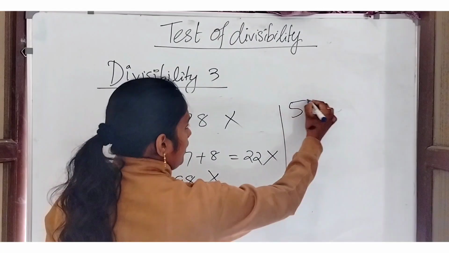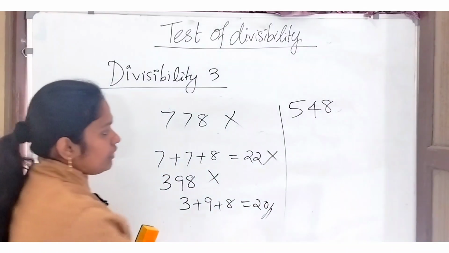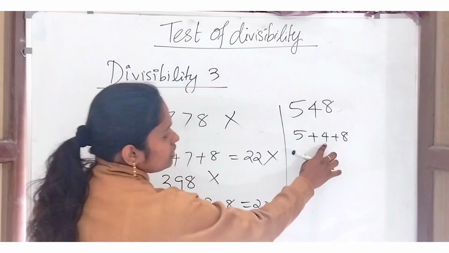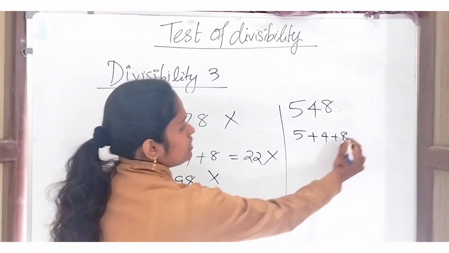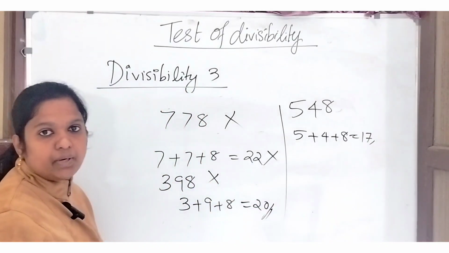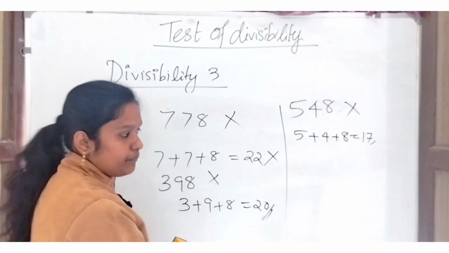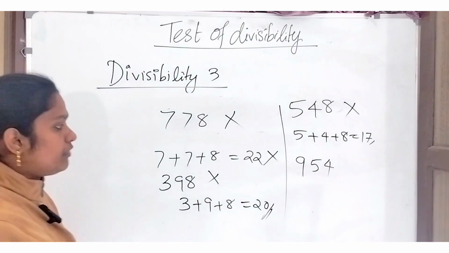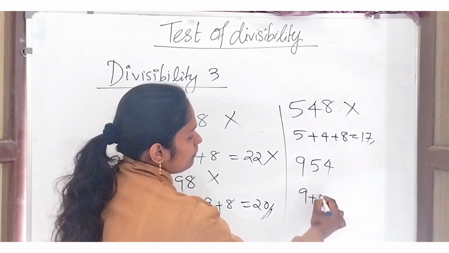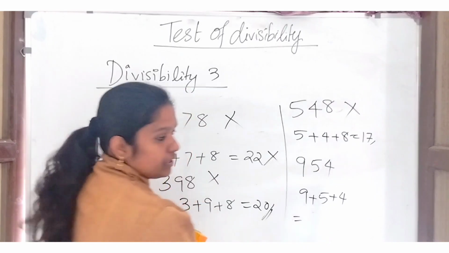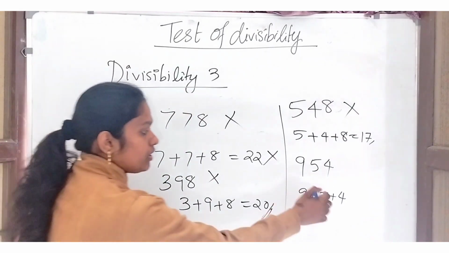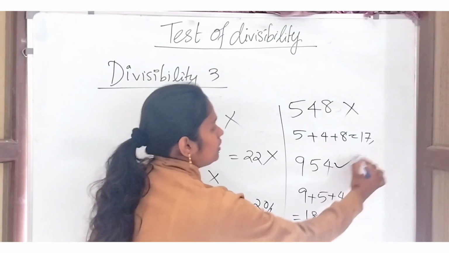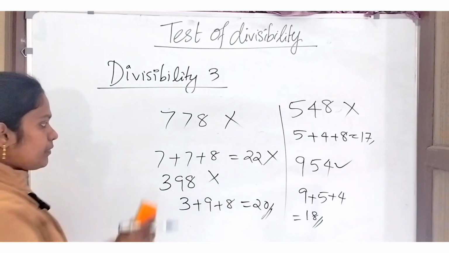Another number is 548. Then we have to take the sum of its digits, 5 plus 4 plus 8. 5 plus 4 is equal to 9, plus 8 is equal to 17. 17 is not divisible by 3, so it is not divisible by 3. The other number is 954. We take the sum, 9 plus 5 plus 4. 9 plus 5 is equal to 14, plus 4 is equal to 18. 18 is divisible by 3, so we can say that this number is divisible by 3.